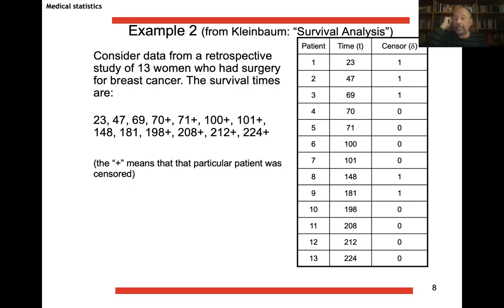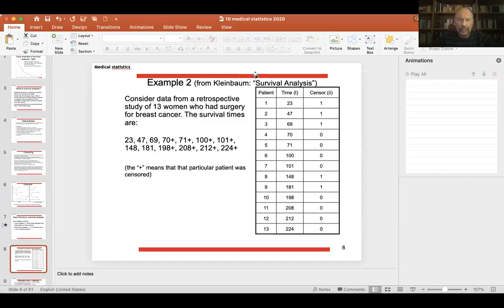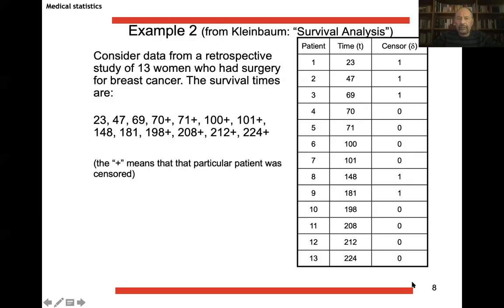So for example, this is a retrospective study of 13 women who had surgery for breast cancer. And then we look at survival as a function of the time. The survival times, you see, these are the different patients. These are the survival times. This is in arbitrary units, really.